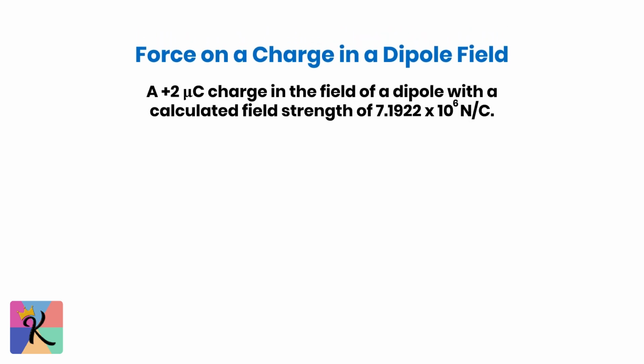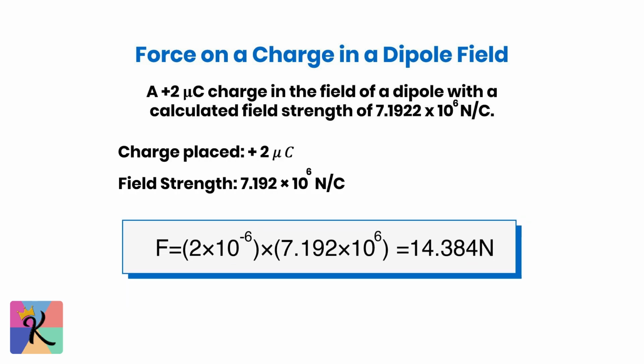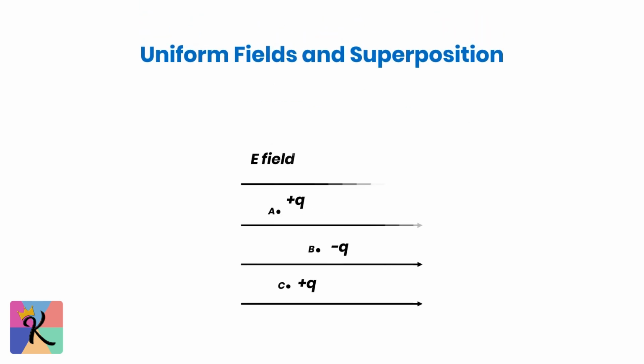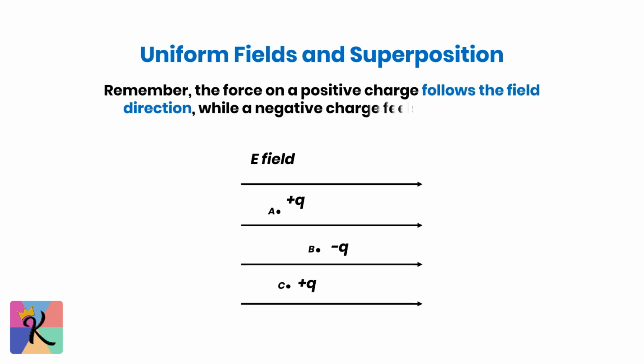Consider a plus 2 microcoulombs charge in the field of a dipole with a calculated field strength of 7.192 times 10 raised to the power of 6 Newton per Coulomb. Using F is equal to QE, the force will be 14.384 Newton. Take a moment to predict the direction of forces at points A, B, and C. Remember, the force on a positive charge follows the field direction, while a negative charge feels the opposite.